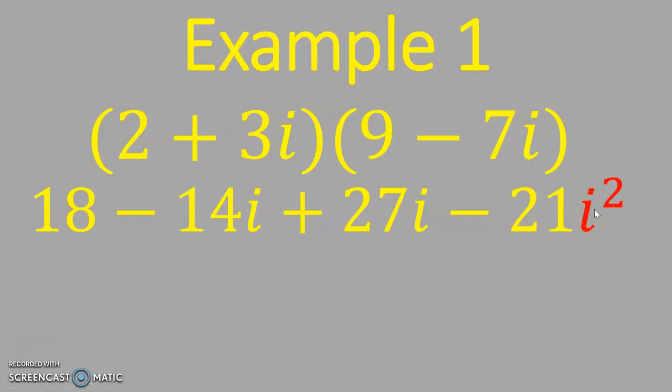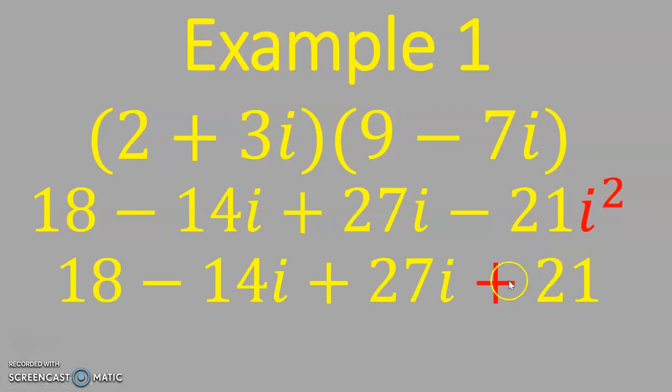Well, i squared, if you'll recall, is equal to -1. So we're going to make a change here. Notice the color coding. We keep this the same, but that i squared makes that negative turn to positive. Notice also that the i is gone at that point. We don't keep the i hanging around there. So i squared is -1, -21 times -1 is +21.